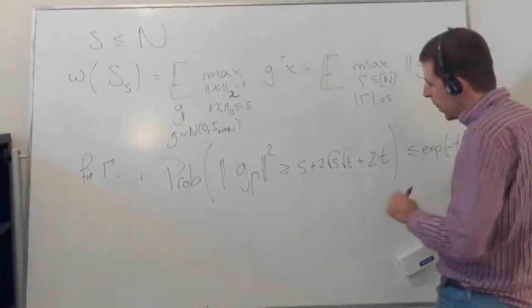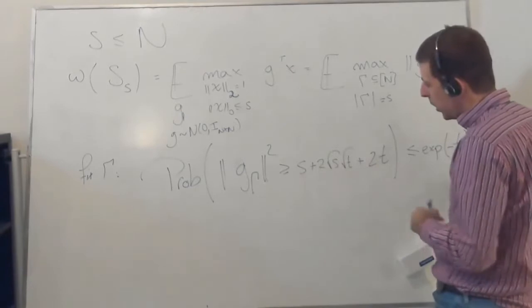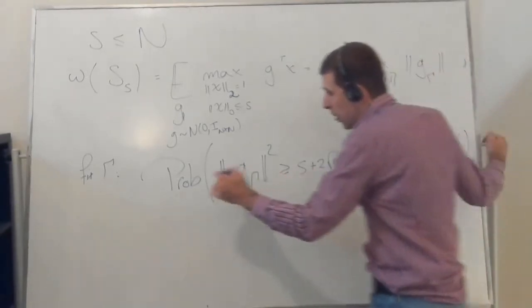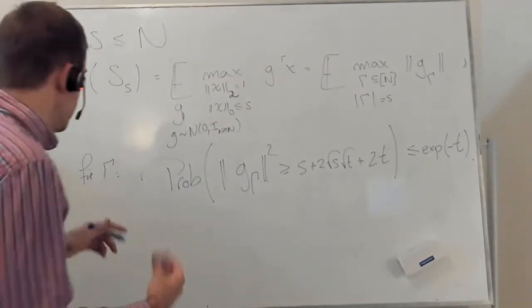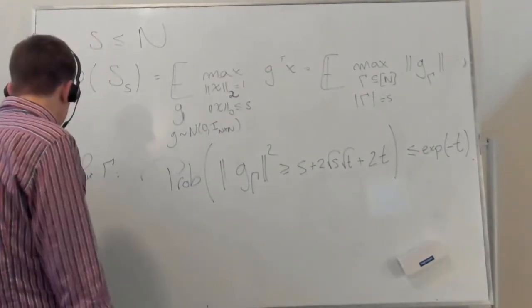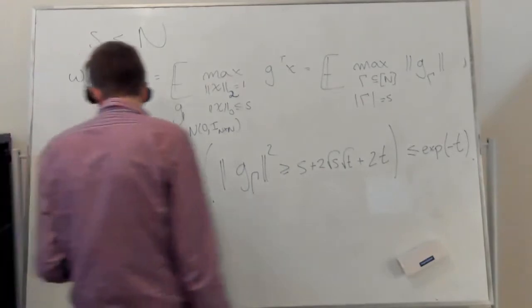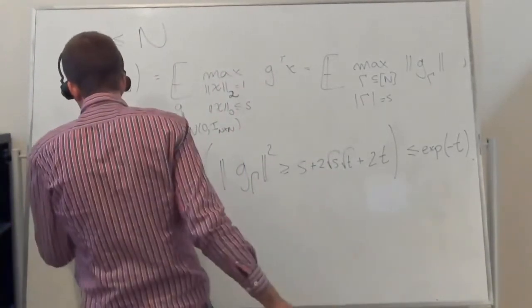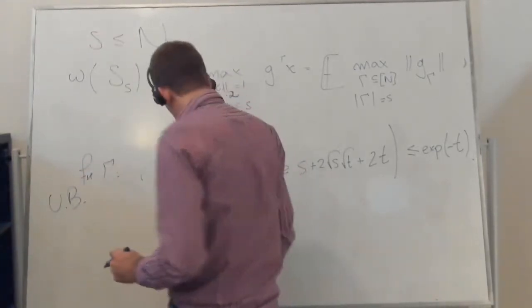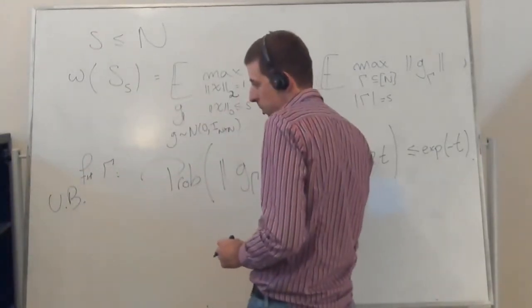So now, if we did this for a fixed support, but we want to do it over all supports, we can just use the union bound. We've used this technique a few times. We just have to union bound over all possible sets.